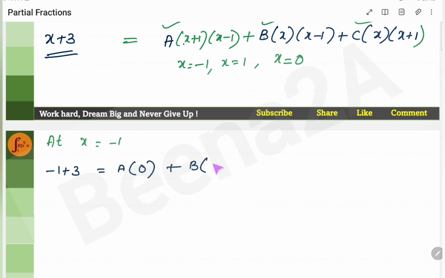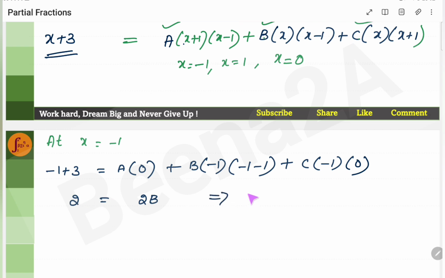Here it will be again minus 1, minus 1, minus 1 plus minus 1. Minus 1 plus 1 is 0. So you'll get minus 1 minus 1 is minus 2. Minus 2 into minus 1 is plus 2. Plus 2b. 0. 3 minus 1 is 2, which implies b is equal to 1. So b is equal to 1.